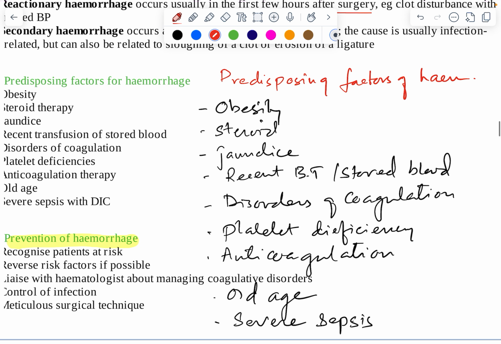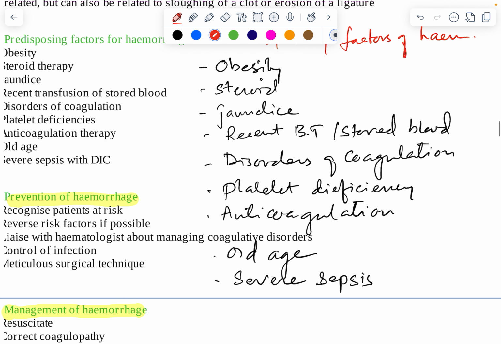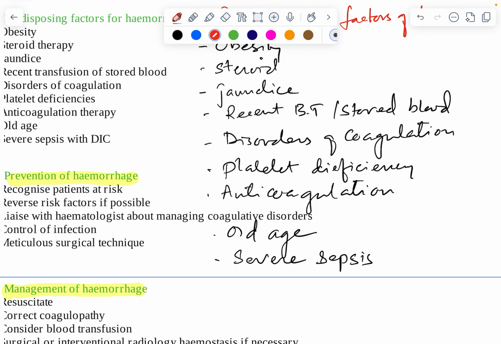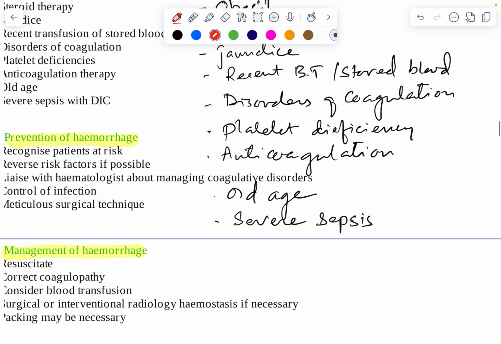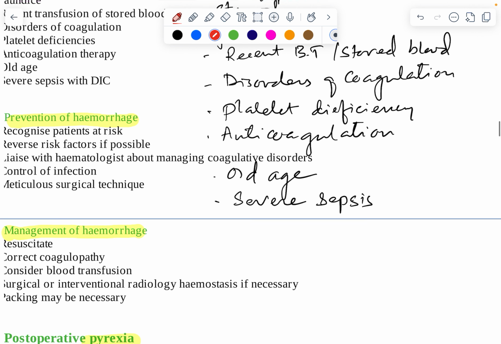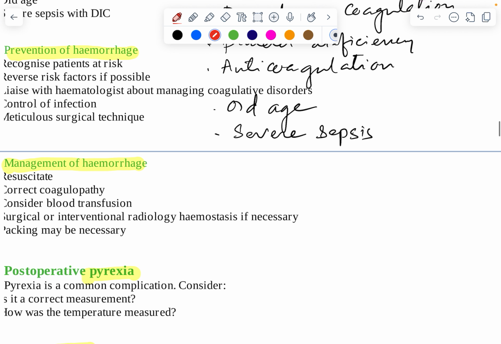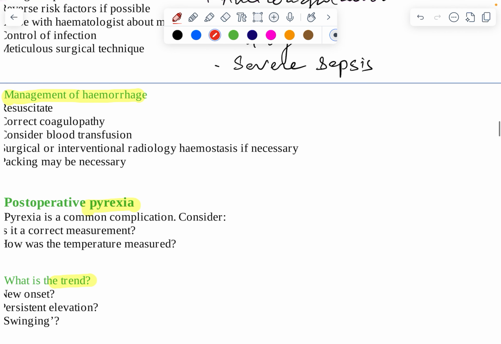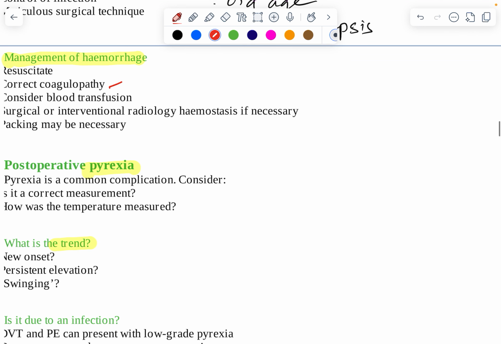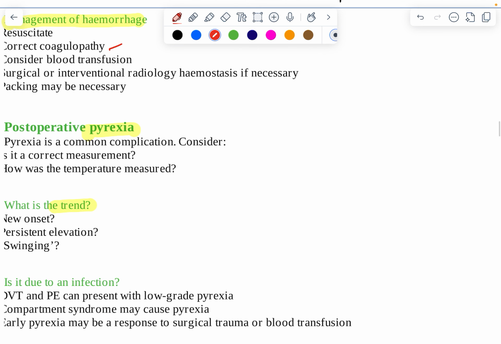Predisposing factors are obesity, steroids, jaundice, recent blood transfusion, stored blood, disorders of coagulation, platelet deficiency, anticoagulation, and old age. How to prevent hemorrhage? Recognize the patients who are at risk, reverse the risk factors if present, control the infection, and use meticulous surgical technique. Management of hemorrhage: resuscitate, correct coagulopathy, consider blood transfusion; packing may be necessary.